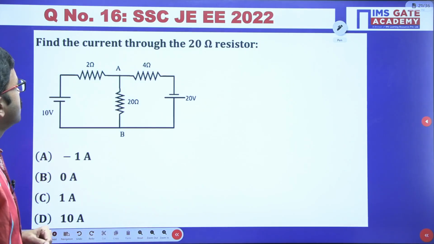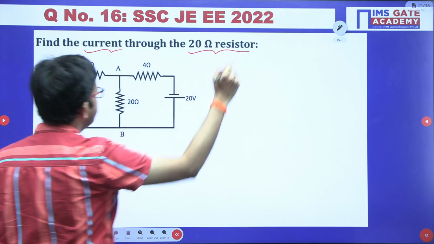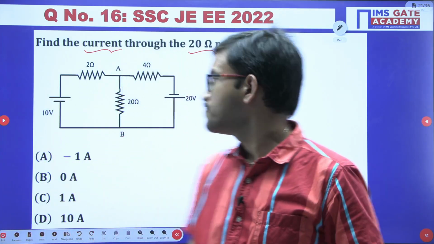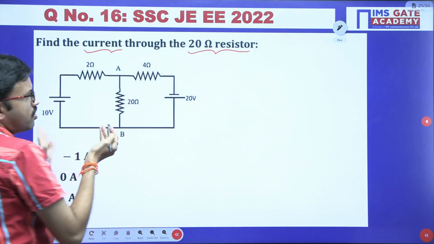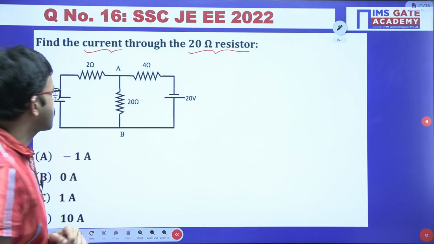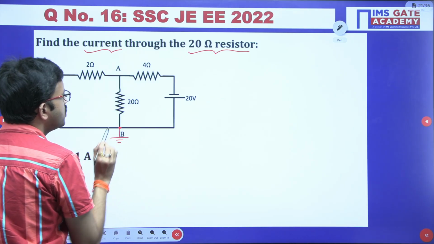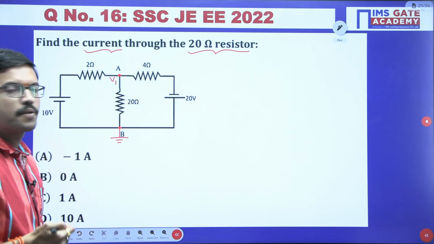Next question. In this question you have to calculate the current flowing through 20 ohm resistor, just like the previous question. In this branch we have to calculate the current. So we can solve once again by using nodal analysis. Just like the earlier questions, I am considering this node as ground or reference. Then this node voltage with respect to ground I am labeling as V1.